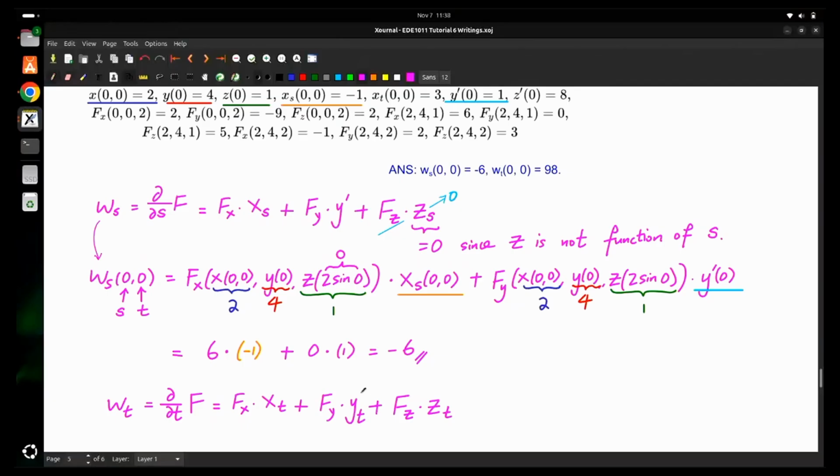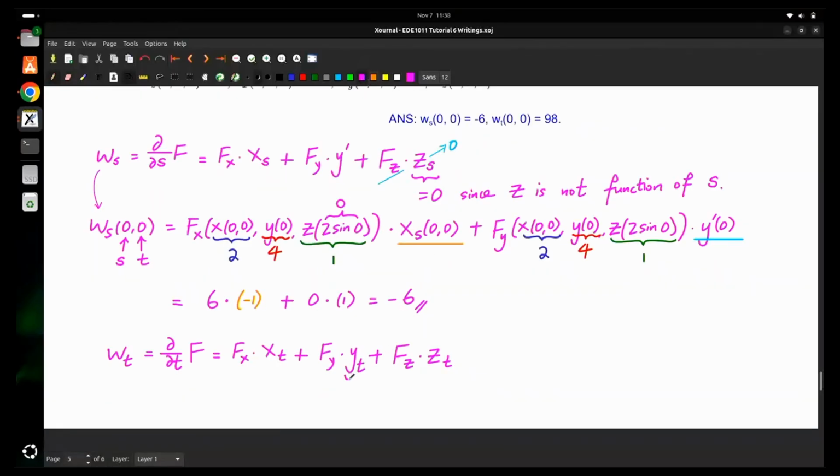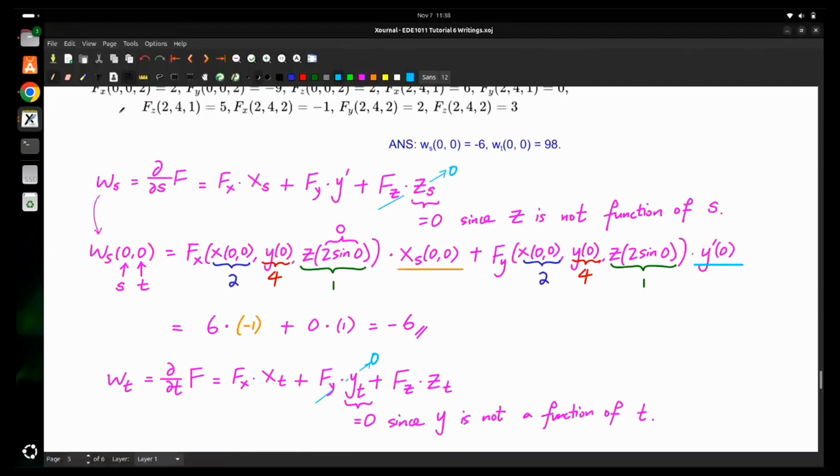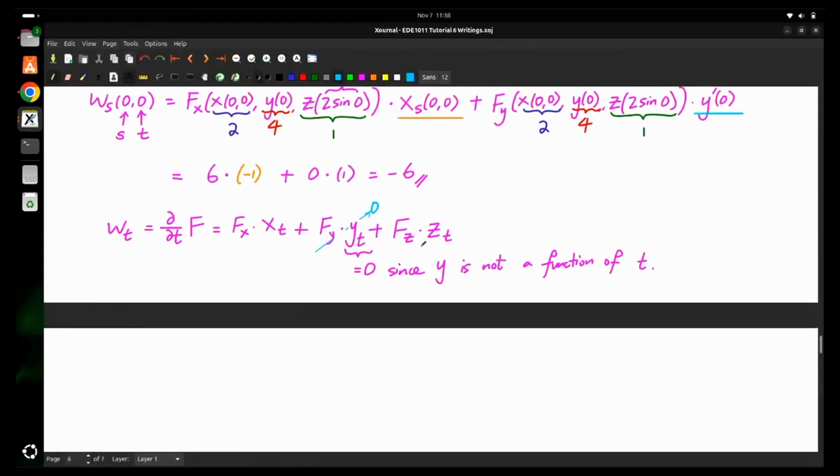But Y sub T is 0, right? Because Y is not a function of T. So therefore the second term will be 0. This whole term. So you have only 2 terms, the first and the third. Okay, so let's evaluate. Looking at this expression, of course I can put in the coordinates, but I want to write one more step. So it's really the first term plus the last term, but I can evaluate the last term further.